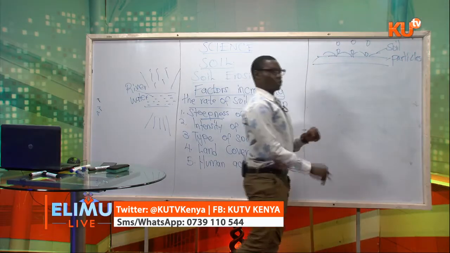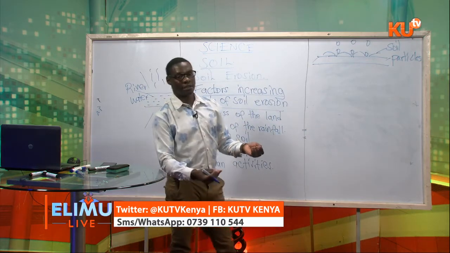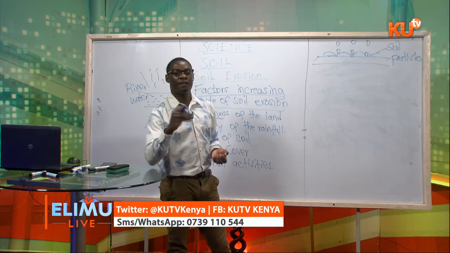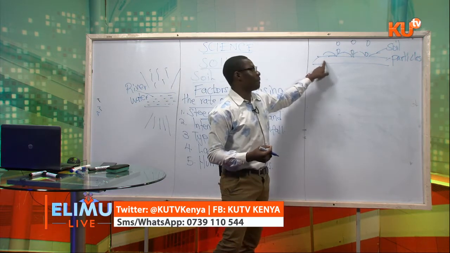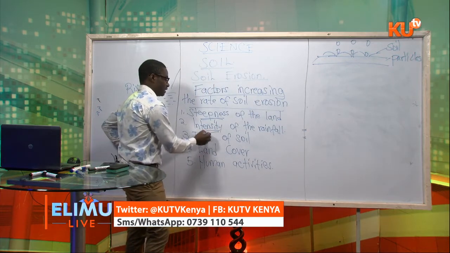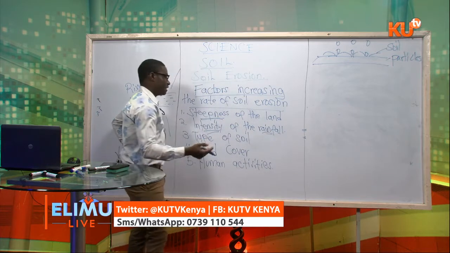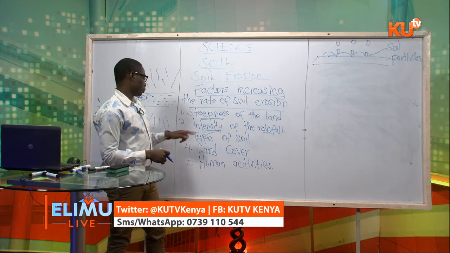Much of soil particles will be displaced, which means it will be removed. In simple English, it will be removed from the ground. Once it is removed from the ground, it can be carried by the flowing water. So the more intense the rainfall, the higher the amount of soil erosion taking place. That is point number 2.